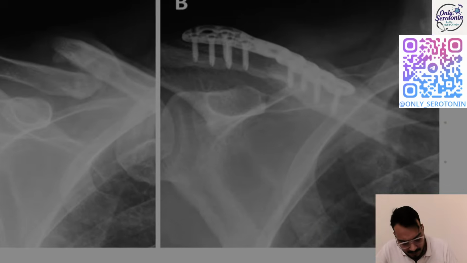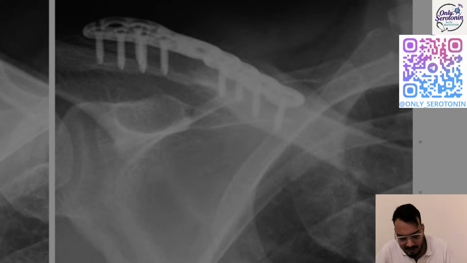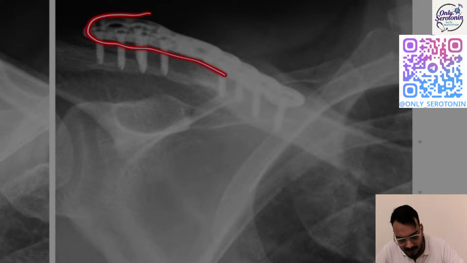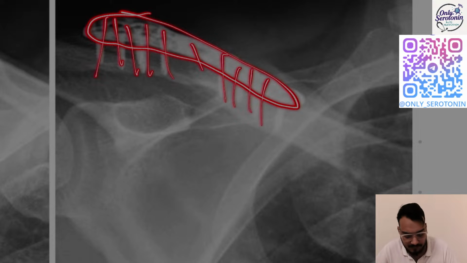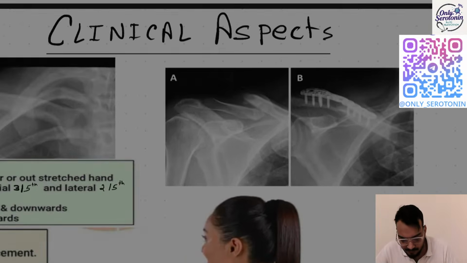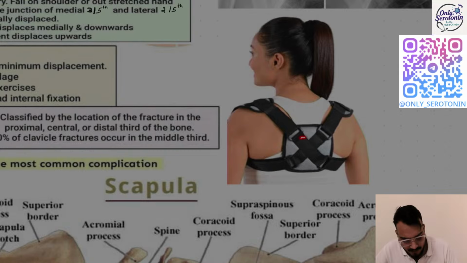After the operation, this person will look like this, guys. So we will do open reduction, internal fixation. In internal fixation, we are going to use what, guys? Plate and the nails. This is your figure of 8 bandage, right?